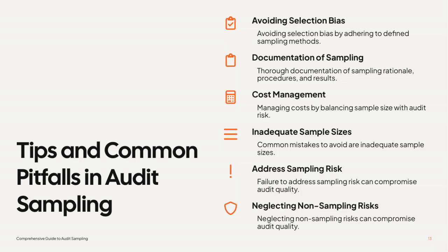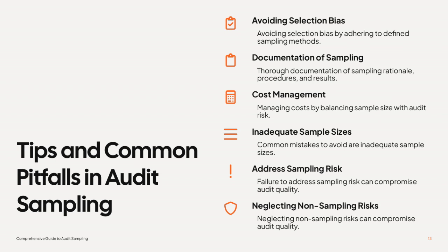When it comes to audit sampling, there are several important tips and common pitfalls we need to keep in mind. First, it's crucial to avoid selection bias by strictly following the defined sampling methods. This ensures our sample truly represents the population and our conclusions are reliable. Second, thorough documentation is key. We need to clearly record the rationale behind our sampling choices, the procedures we used, and the results we obtained. This not only supports transparency, but also strengthens the audit's credibility.